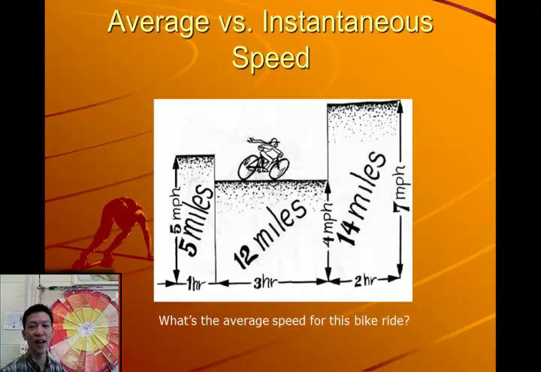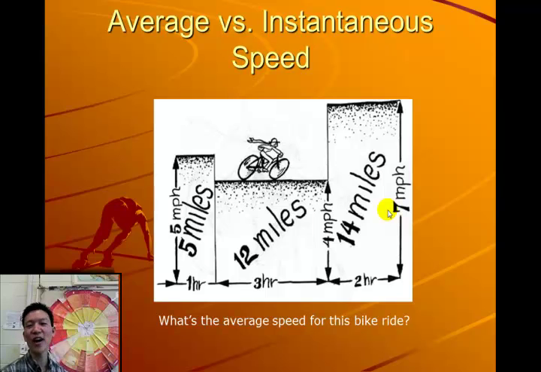Here's another example that's a little bit more concrete. Let's say you're on a bicycle, and for the first hour, you ride 5 miles per hour, so you go 5 miles. For the next 3 hours, you put on a little bit of speed, but you're actually a little tired, so you only go 4 miles per hour. For 3 hours, you go 12 miles. And then towards the end, you just sprint for it. You go 7 miles per hour. Wow. For 2 hours, you go 14 miles.